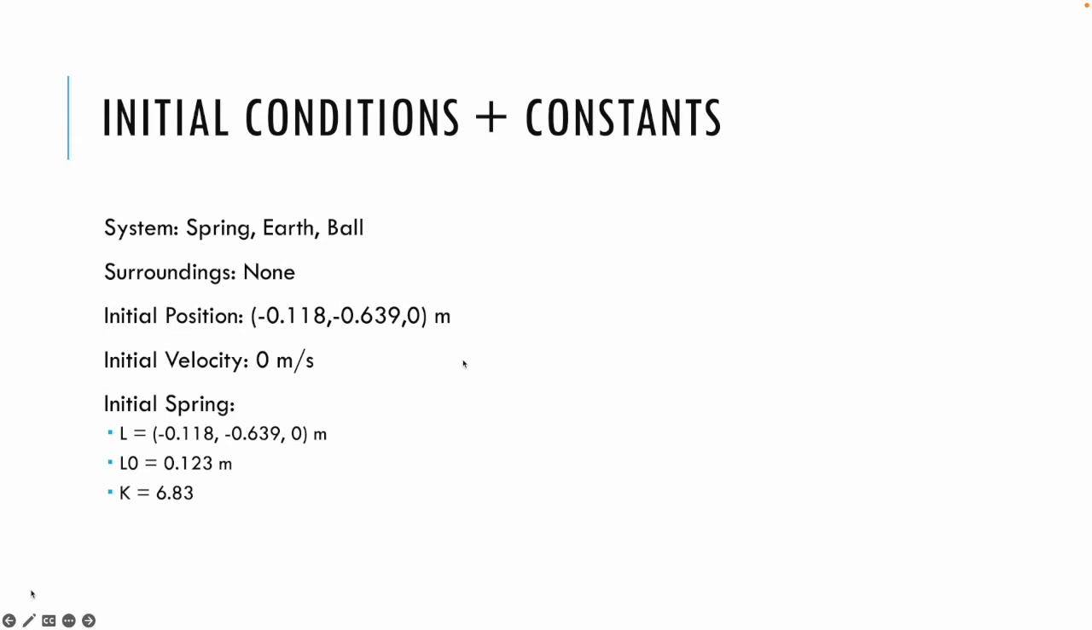So for initial conditions and constants, the system I chose was the spring, the earth, and the ball. No surroundings, meaning no work was done on the system. So this was the initial position from Tracker of the weight from the spring. The initial velocity was 0 because I assumed that it was dropped from rest, and for the initial spring setup, the L vector is the same as the ball position, and the rest length as well as the spring constant were given to us before.